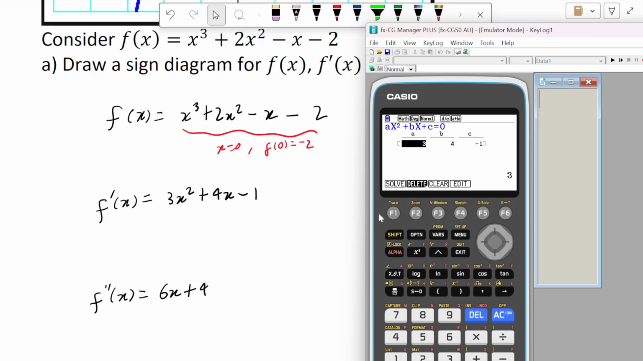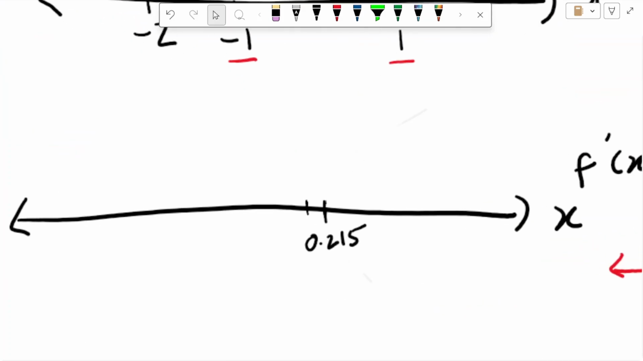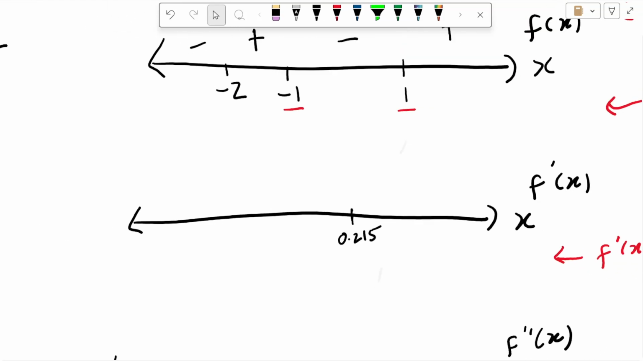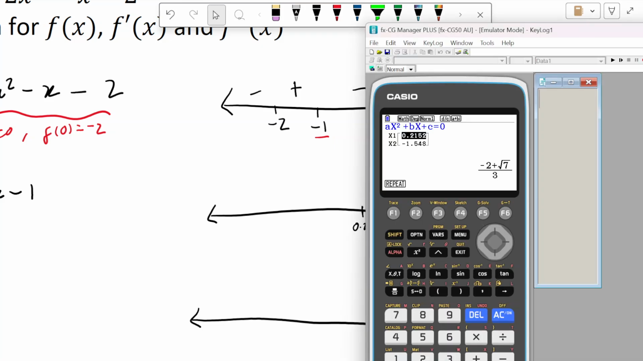Yeah, it looks pretty good to me. 0.215, so that's going to be our first one. And I'm going to make really sure that number is in between minus 1 and 1 visually. So halfway through there would be 0. So 0.215 is sitting about there. And I probably shouldn't have put that little dash on the sign diagram. There we go. All right, the other one is minus 1.548.